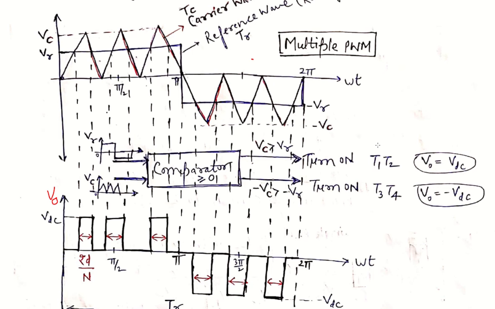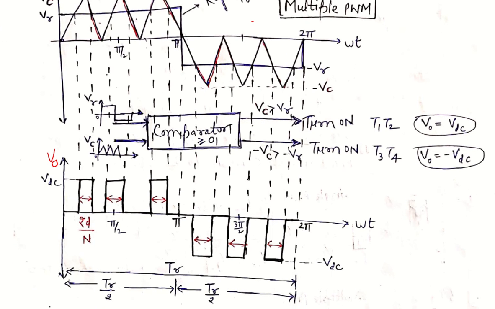In all three comparisons, Vc is greater than Vr, then V naught equals VDC according to the switching logic. So three pulses are generated, having amplitude of VDC in the output voltage waveform. After pi, Vc is less than Vr, so output voltage pulses having amplitude of minus VDC are generated in the negative half cycle, and three comparisons are made there because three intersecting points are there. So three pulses are generated in the negative half cycle from pi to 2 pi.